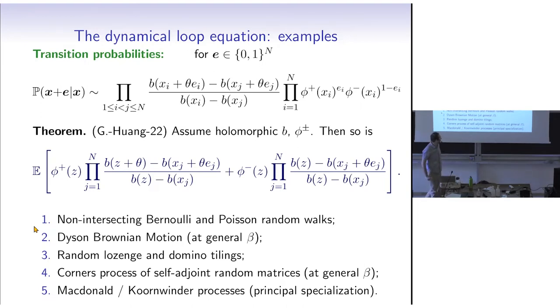Or if you are more a lover of symmetric polynomials, then processes created out of the Macdonald and Schur polynomials at special principal specialization all have this Markov chain structure with this type of transition probabilities. Okay, so there is a variety of things where you can apply it. I'm not able to speak about all of these applications today, so I need to choose something. So I'm speaking about random lozenge tilings and how to apply this equation to them.